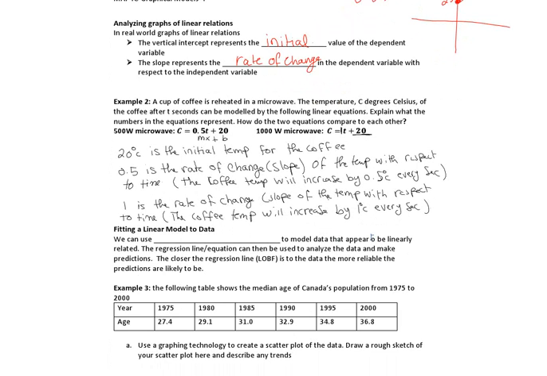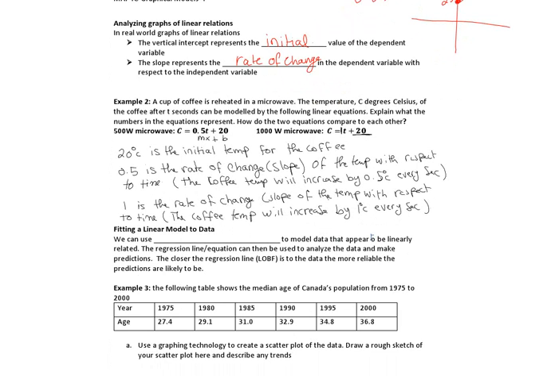So a cup of coffee is reheated in a microwave. The temperature, C in degrees Celsius, of the coffee after t seconds can be modeled by the following linear equations. Explain what the numbers in the equation represent. And how do the two equations compare to each other? So in a 500 watt microwave, C is equal to 0.5t plus 20. And in a 1,000 watt microwave, C equals 1t plus 20.